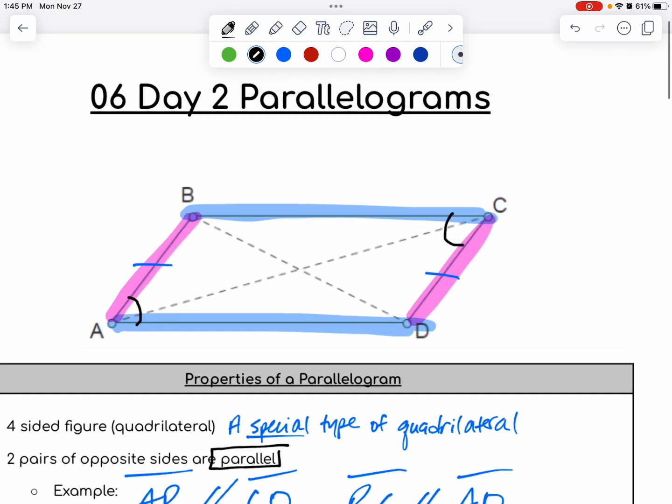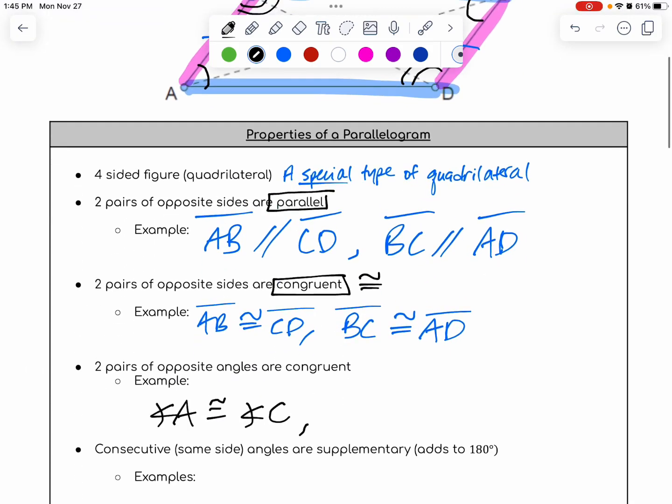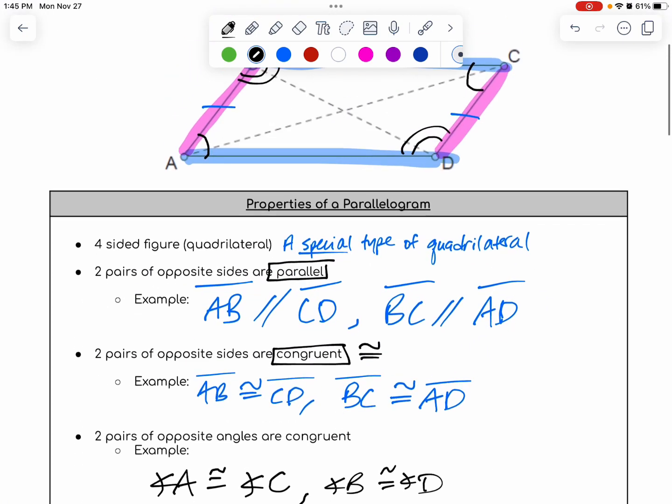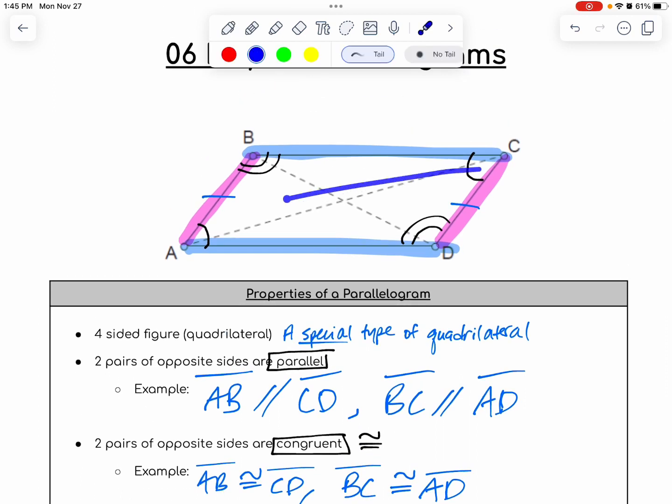And I'm also going to double swoop B and D, those big ones. Those are the same also. B and D are equal. Angle B congruent to angle D. That is great. These opposite angles, those 2 are equal. And these opposite angles, B and D, are equal.